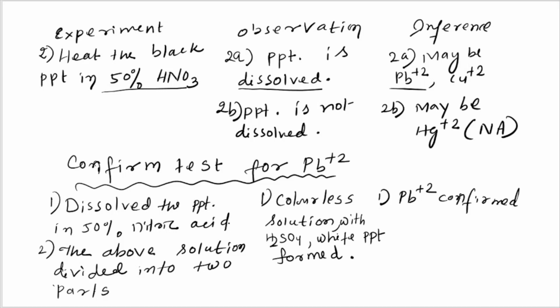In the first group, if it is not showing any test and comes to the second group, if Pb +2 is present, then what to do? The nitric acid dissolves it. That is a colorless solution. The colorless solution is divided into how many parts? 2 parts. In the first part, what to do? Sulfuric acid is added and a white precipitate forms. What is that white precipitate? Since sulfuric acid is added, that is lead sulfate. Lead sulfate is a white precipitate which is not soluble in water.